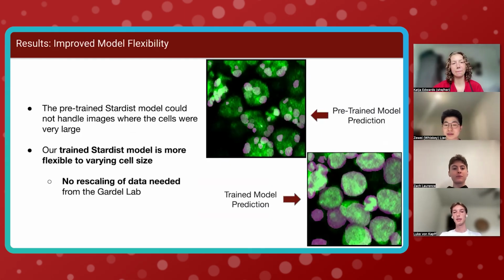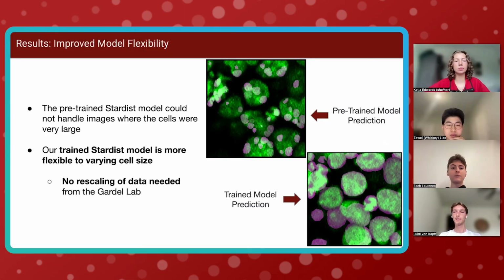One reason for the improved performance on both metrics is the model's increased robustness. The Gardel Lab's data has cells of different sizes, and the pre-trained 3D Stardust model is not flexible enough for this. It arbitrarily splits up very large cells into a bunch of tiny cells, as you can see in the top image, where the pink bubbles are the model prediction and the green bubbles are the original images. By training our very own Stardust model, we're able to greatly improve performance on images with very large cells, as you can see in the bottom image by comparison.